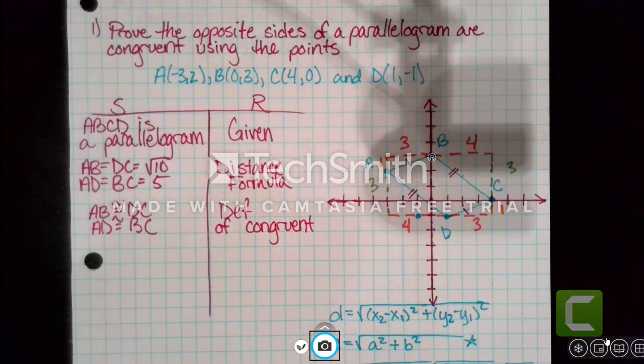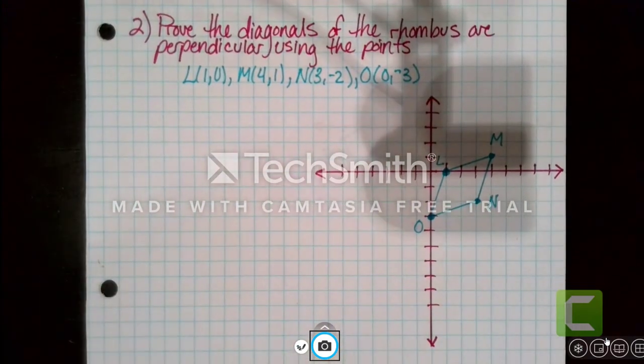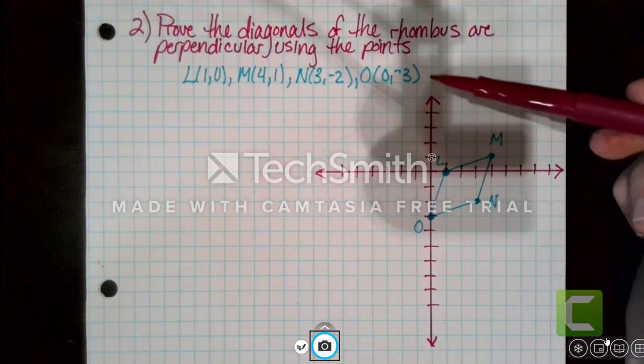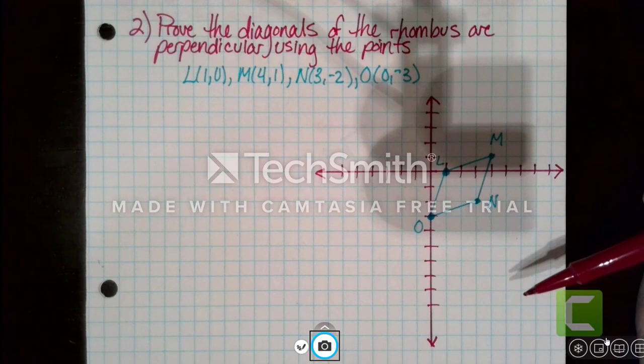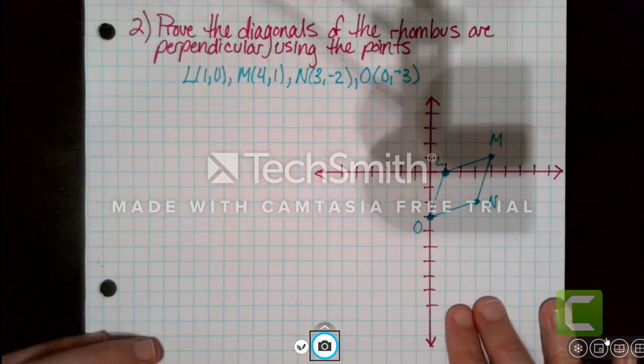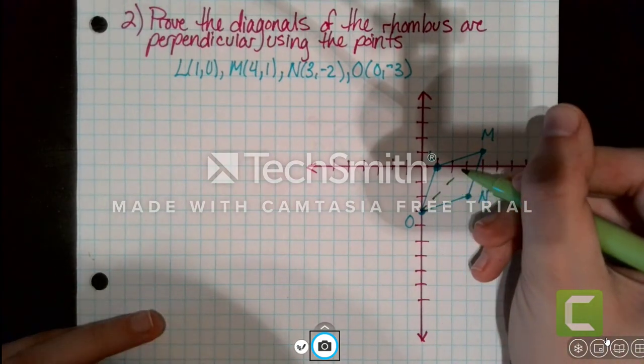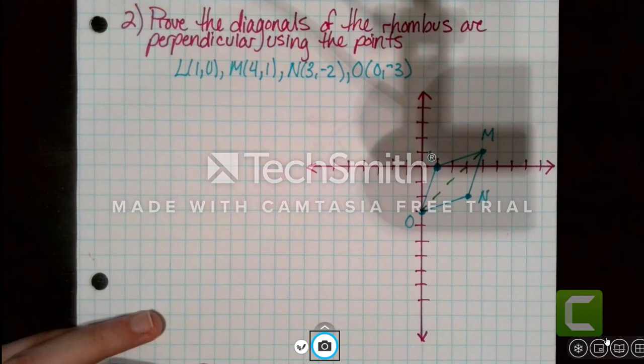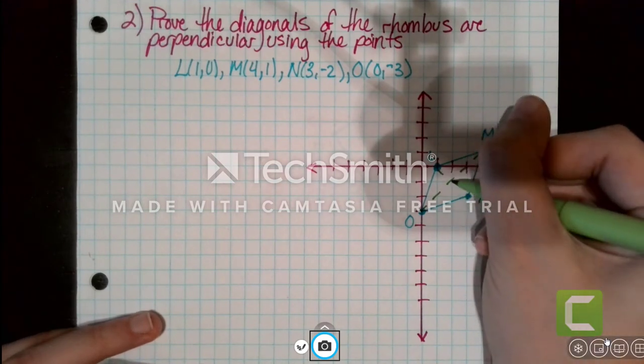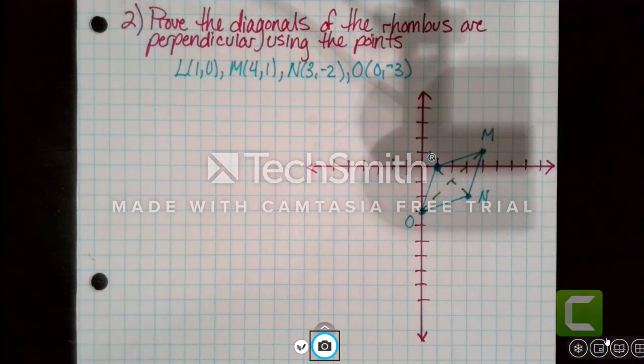Next, we're going to look at example 2. For example 2, we're proving that the diagonals of a rhombus are perpendicular using the following points that are pre-graphed for us. Now, diagonals exist in a shape through opposite points, which means that there's a diagonal connecting O to M and L to N.